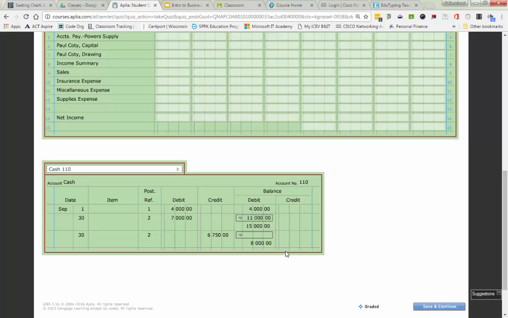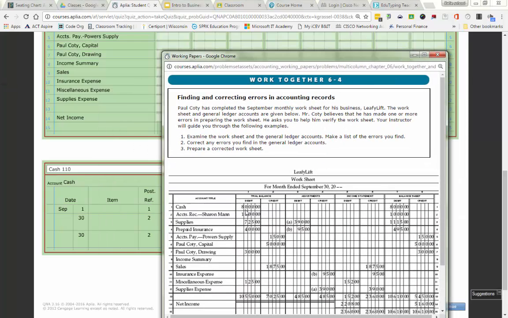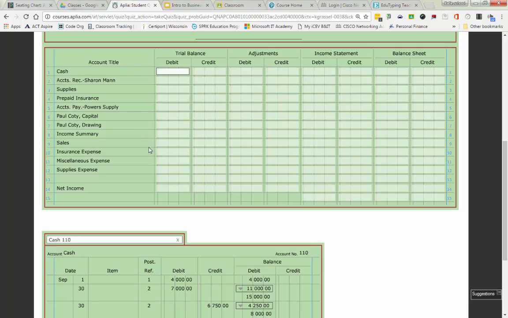And now from $11,000, I have to subtract $6,750. And that will give me $4,250. So what I just did is originally Mr. Cody had, again, cash of $8,000, but there was a problem here in my ledger, so cash balance is not really $8,000. So now I'm going to go ahead and go up here to cash and put in here $4,250.